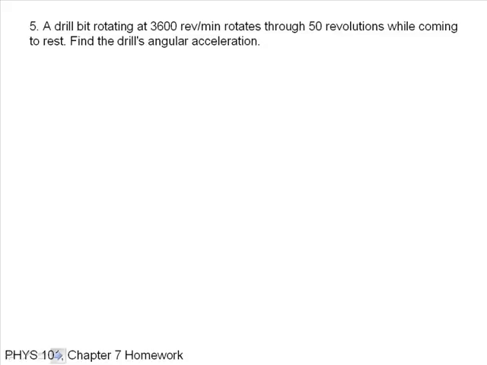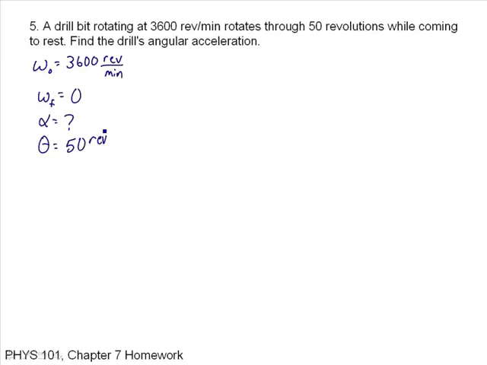Alright, a drill bit rotating at 3,600 revolutions per minute rotates through 50 revolutions while coming to rest. Find the drill's angular acceleration. Let's write down what we know. Omega naught, that's my initial speed, is 3,600 revolutions per minute. Omega final, it's coming to rest, so it's 0. I want to know what is alpha, and I know that in the time that it takes to come to a stop, it goes through 50 revolutions.